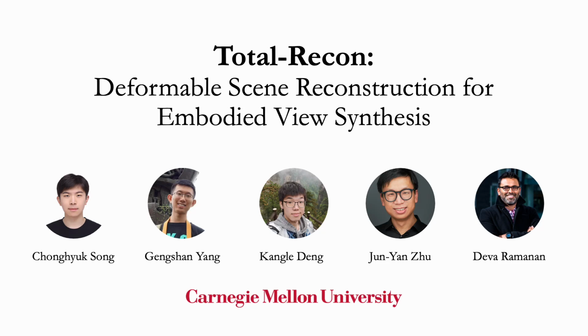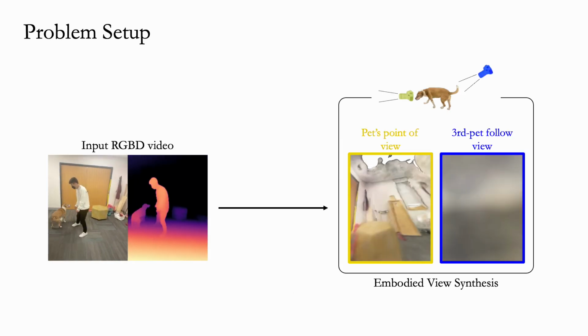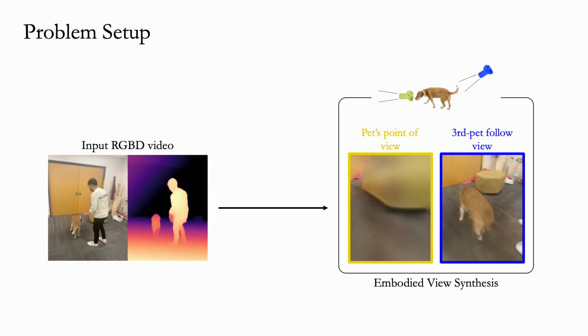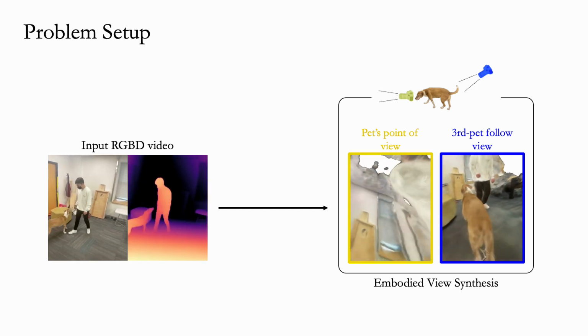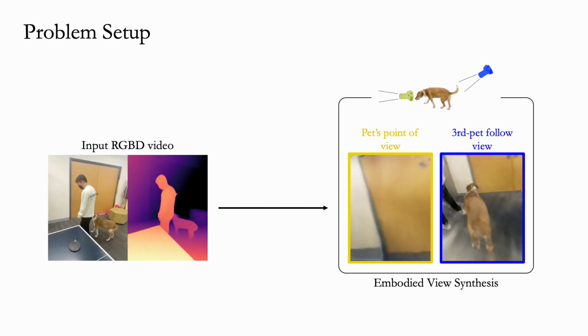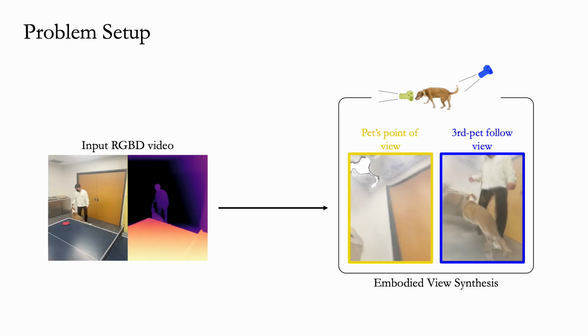We present Total-Recon, a new deformable scene reconstruction method for embodied view synthesis. Given a long RGBD video containing deformable actors, Total-Recon renders the scene from novel camera trajectories derived from the in-scene motion of actors. These are egocentric cameras that simulate the point of view of the pet, and third-person follow cameras that trail the target subject from behind.